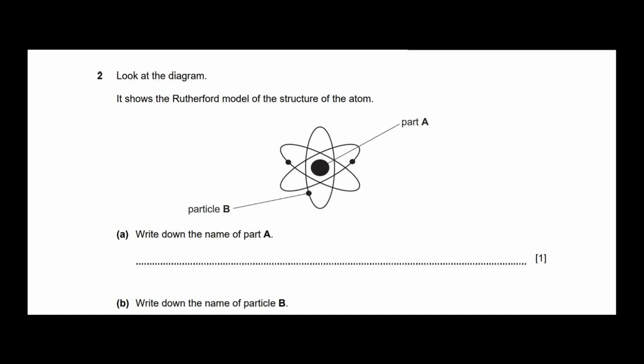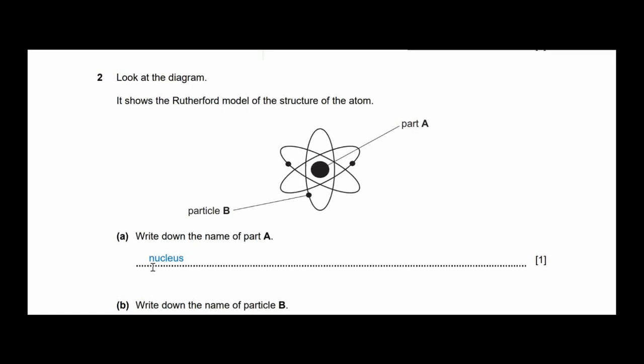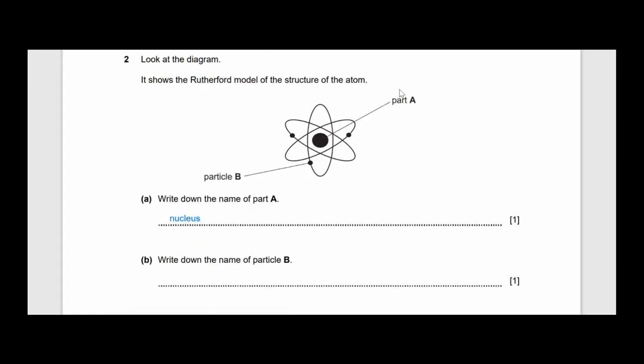So have you got your answer? Let's open up the answer. Well, it's a nucleus. Part A is the nucleus. Now let's move on to 2B. Question 2B: write down the name of particle B here.